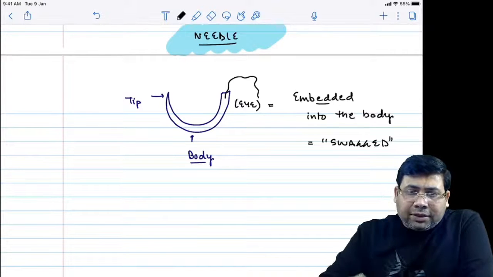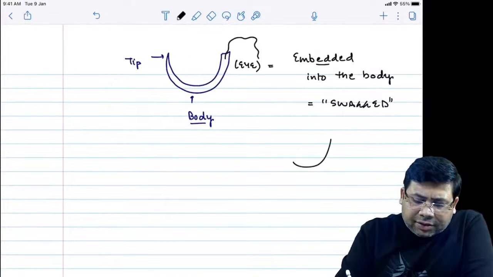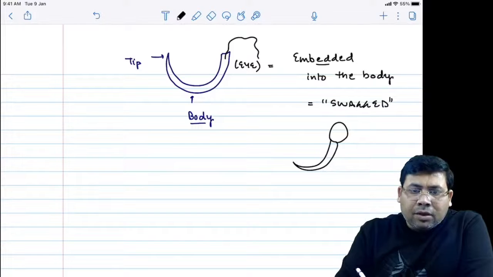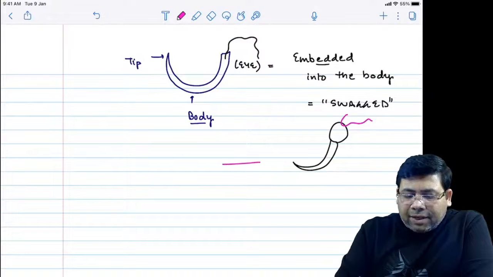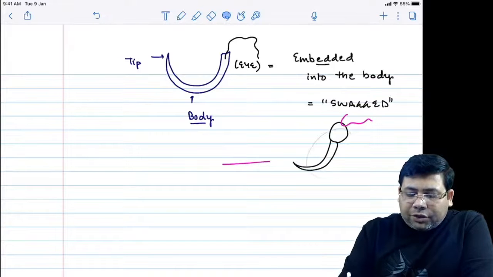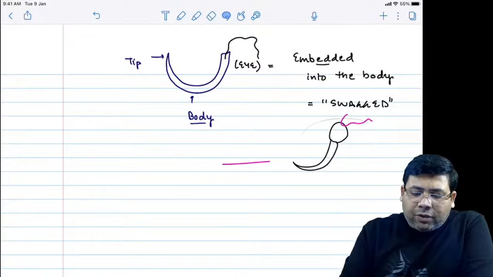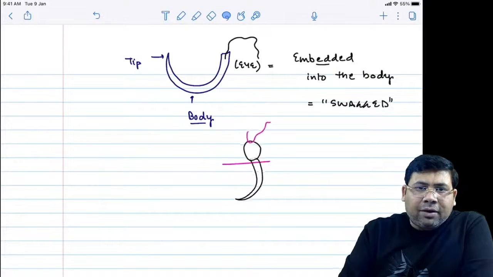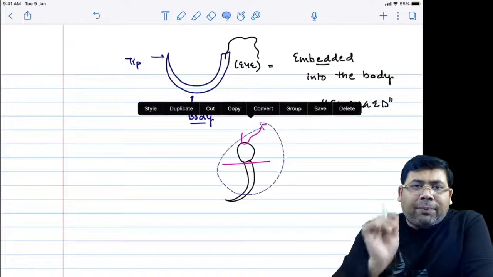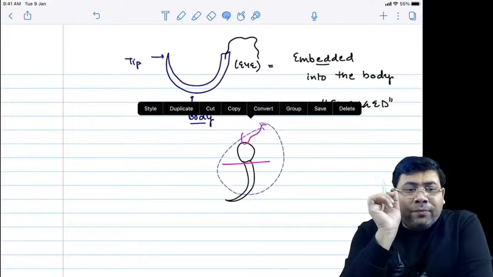So what is the advantage? The traditional needles used to be something like this. Now when you have a needle like this, and imagine you want to go inside a tissue, just see what would happen. When you are going inside a tissue, it's very easy to manipulate this part, but the eye part was broader than the body.